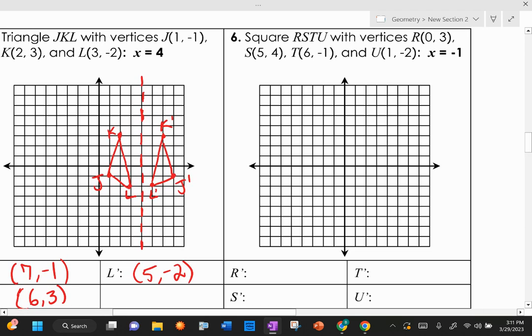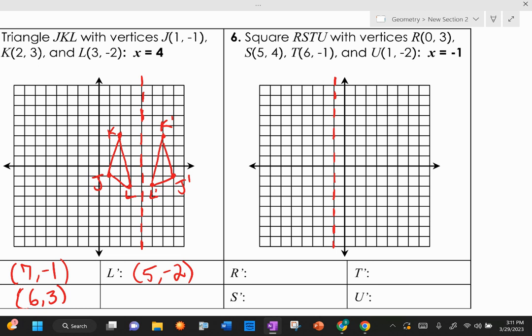All right. Your line of symmetry is x equals -1. Make sure that you put your dotted line on x equals -1. Go ahead and try and finish out 6, 7, and 8.